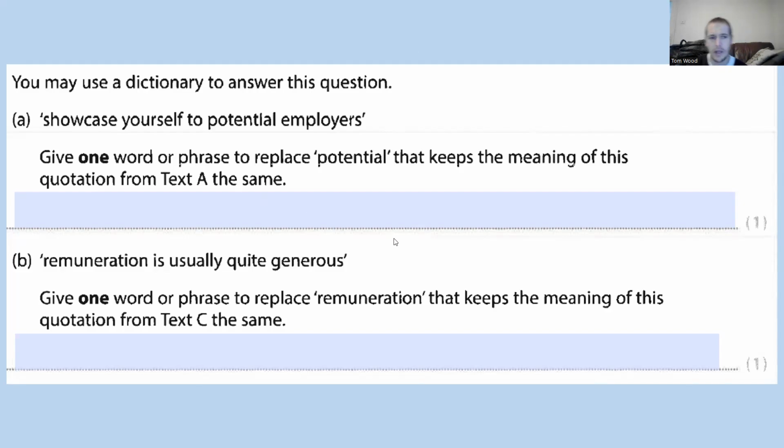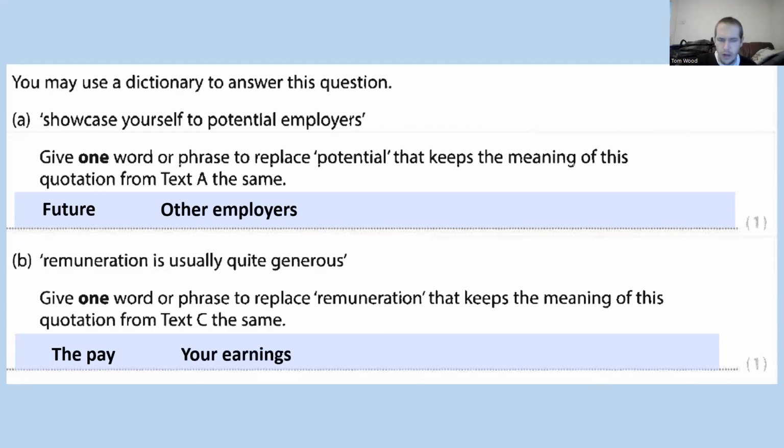Okay, so if we have a bit of a look here then. So potential answers that we could have here. We could have future, so showcase yourself to future employers. We could have showcase yourself to other employers. So something to this effect. Down here then, so different words for remuneration. We could have the pay is usually quite generous. Your earnings are usually quite generous.